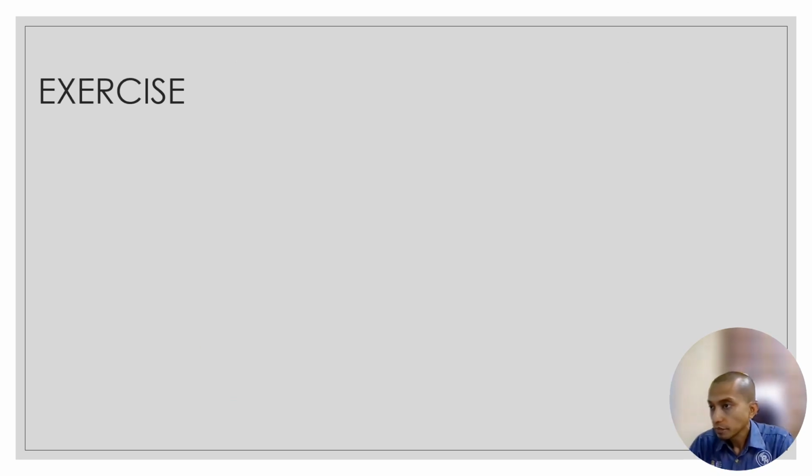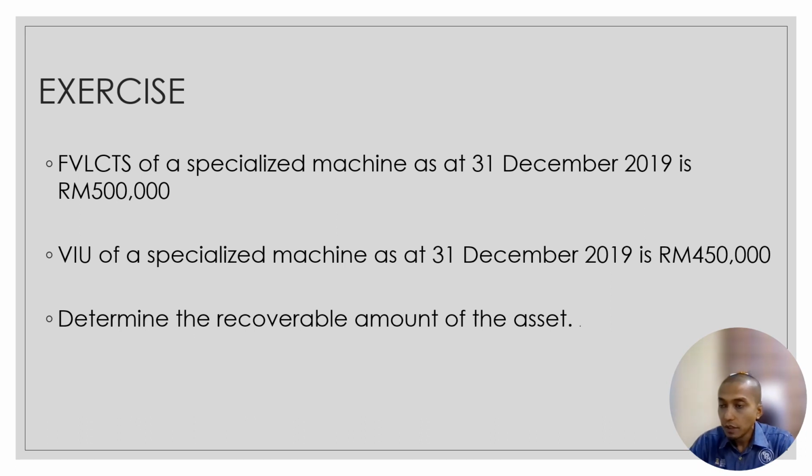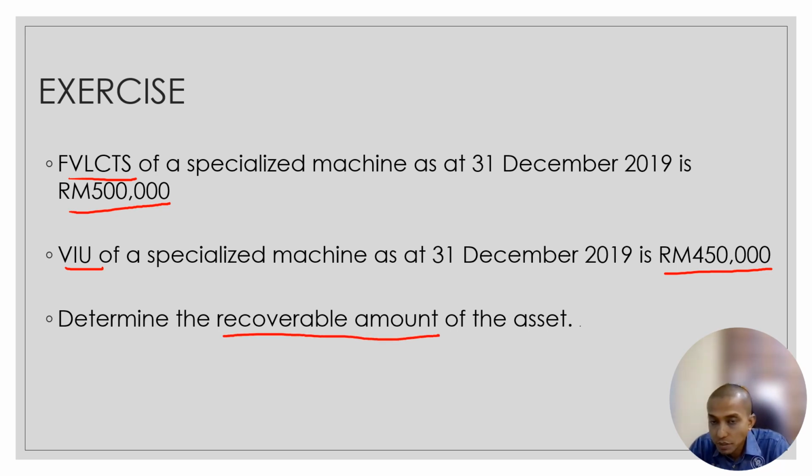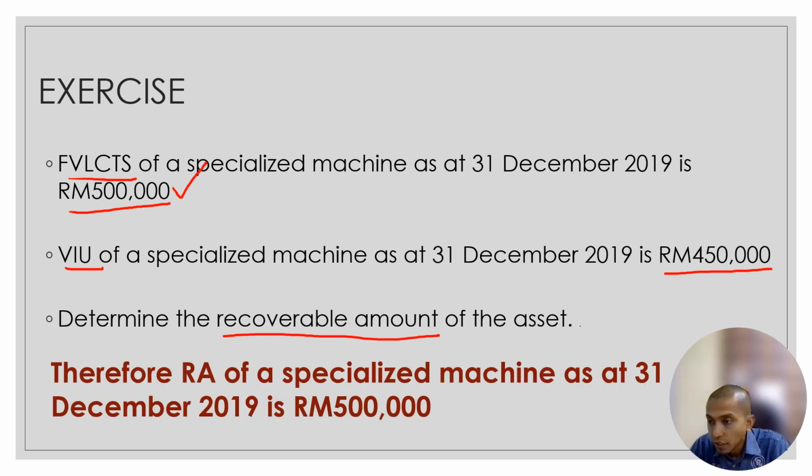All right, so this is an exercise. The question gives you the fair value less cost to sell of a specialized machine as at 31st December 2019 as 500,000. Value in use is 450,000. Determine the recoverable amount. Again, we choose the higher. Which one is the higher? 500,000 is the higher. So the recoverable amount of the machine is 500,000, because it is the higher of fair value less cost to sell and value in use.